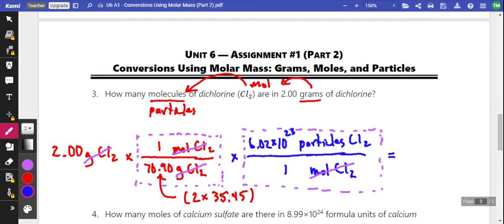So let's plug this in. 2.00 divided by 70.90 times 6.02 times 10 to the 23rd gets us 1.698-ish times 10 to the 22 particles or molecules of Cl2.